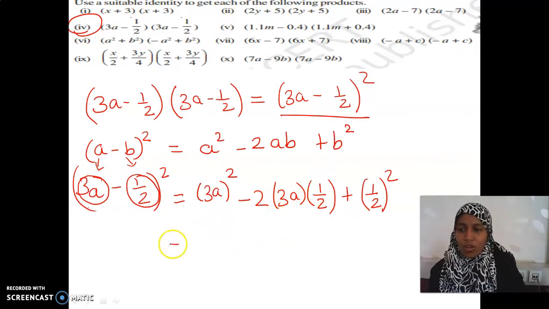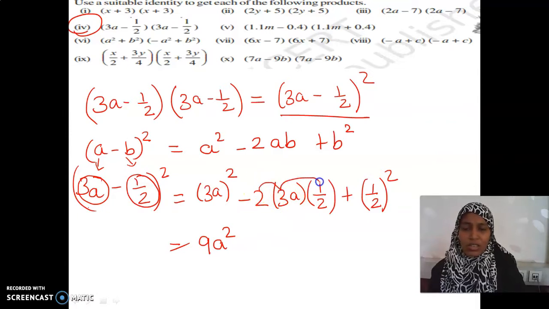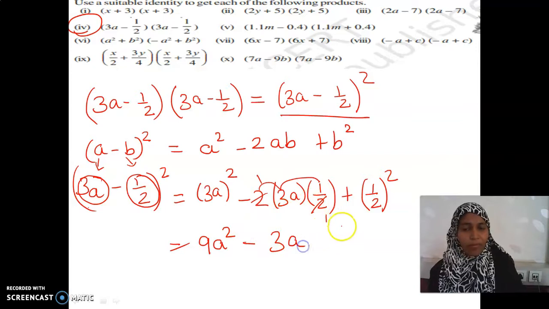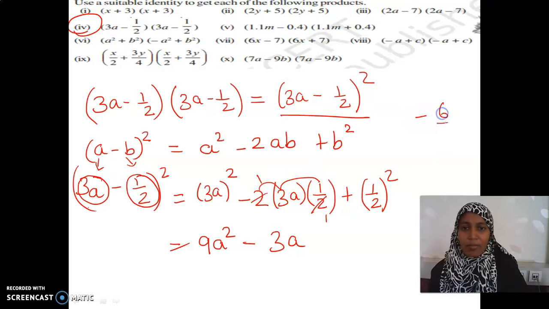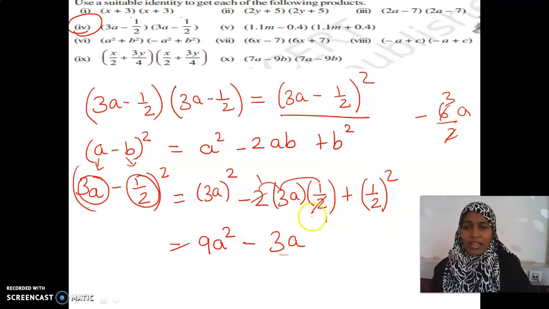Okay. So, (3a) squared is 9a squared. What about this expression? 3 2s are 6, 6 into 1, 6. Or I can say 1 2 is 2, 1 2 is 2, it gets cancelled. Okay. So, minus 3a. Even if I multiply now, I will get minus 6 by 2 into a. If I cancel it, 3 2s are 6. Minus 3a. The same answer I have got here. Okay. It is smart if you cancel it directly and then multiply.